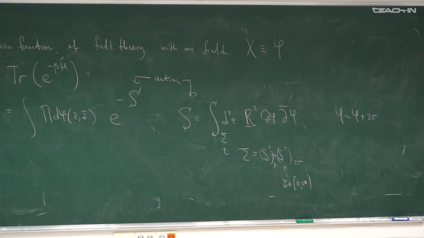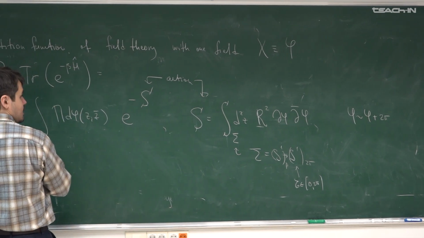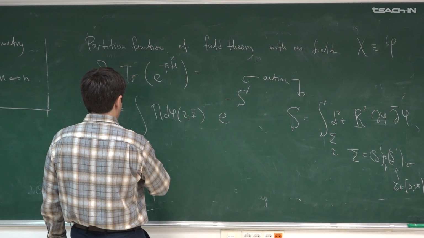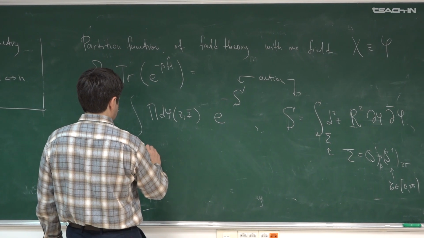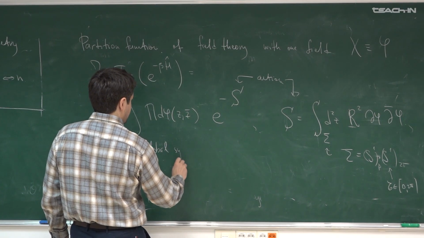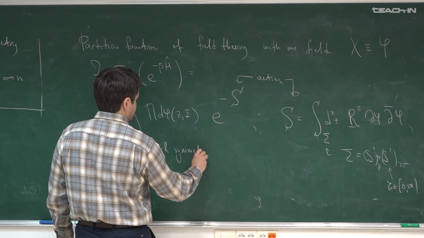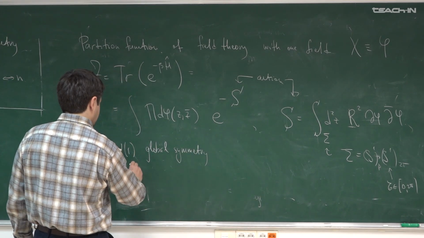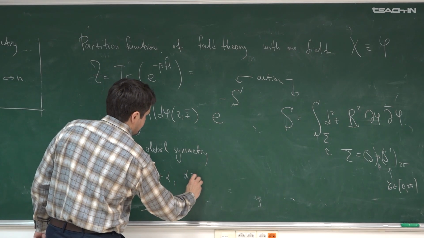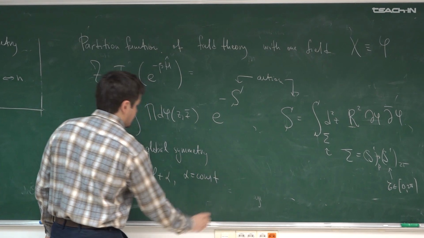This action has the obvious continuous symmetry, which is a shift of phi, right? So there is a U1 global symmetry, which is phi goes to phi plus alpha, where alpha is a constant.